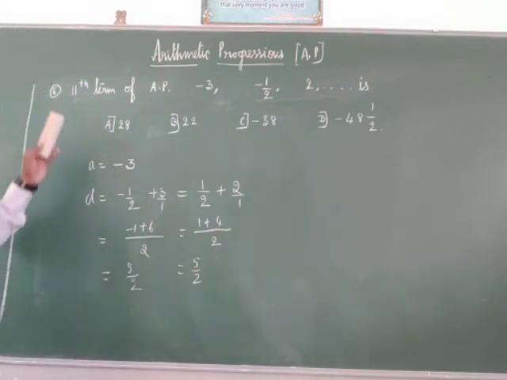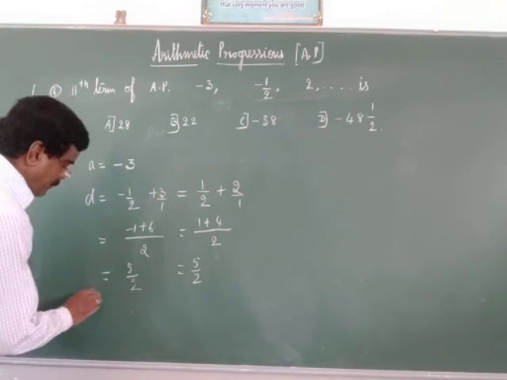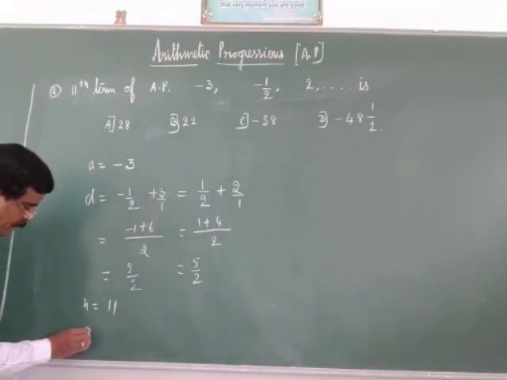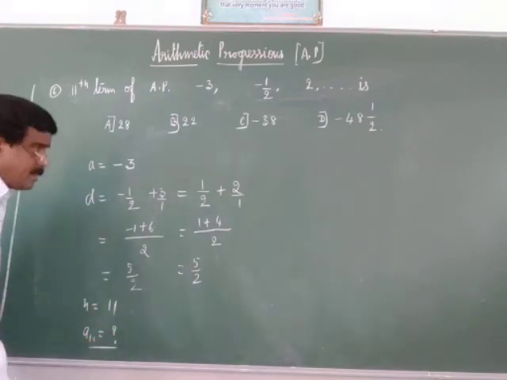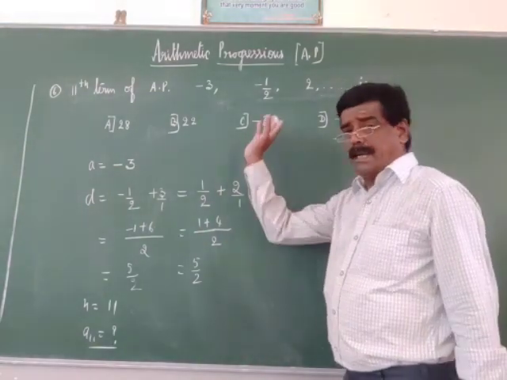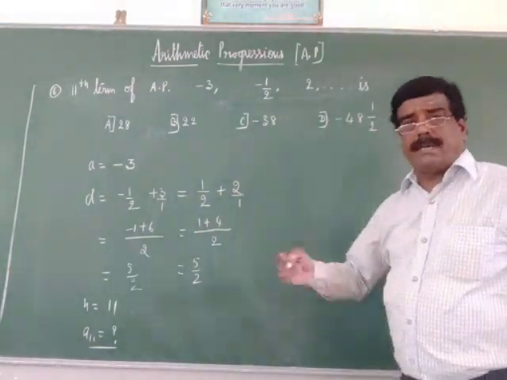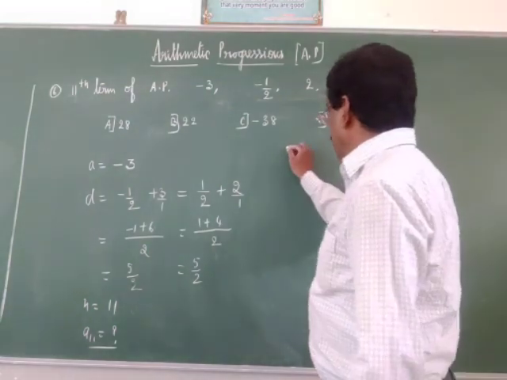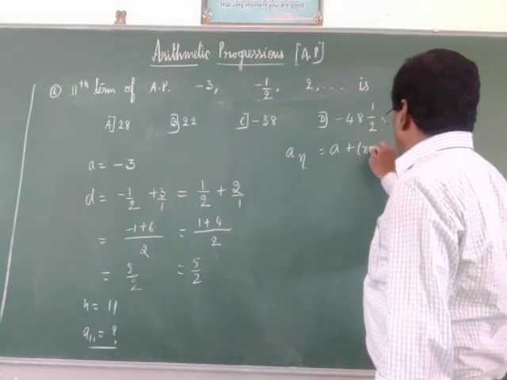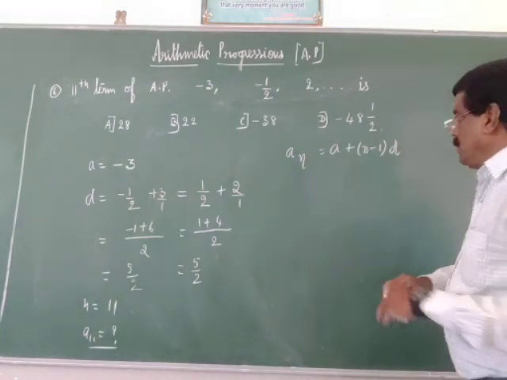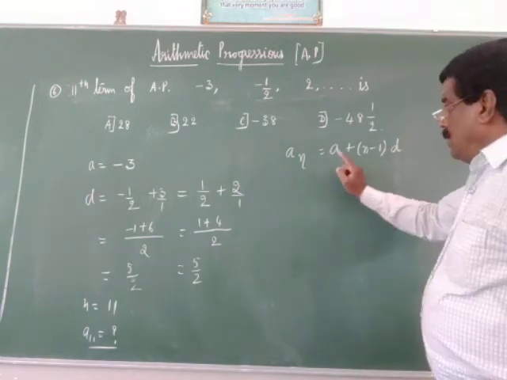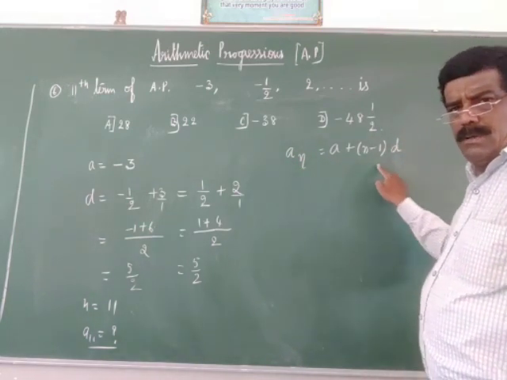Now what is the question asked here? The 11th term. The 11th term means n is equal to 11. So a11 is the question. You know there is multiple choice, you cannot select the answer directly. You have to do your work out and get the answer. So let me come to the sum. The formula says an is equal to a plus n minus 1 into d.